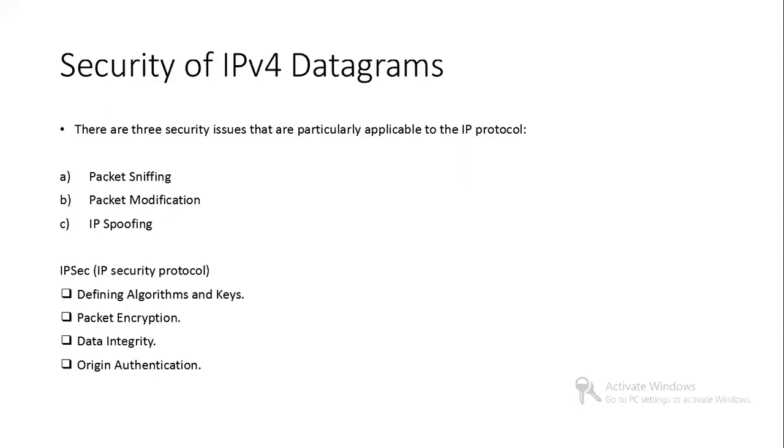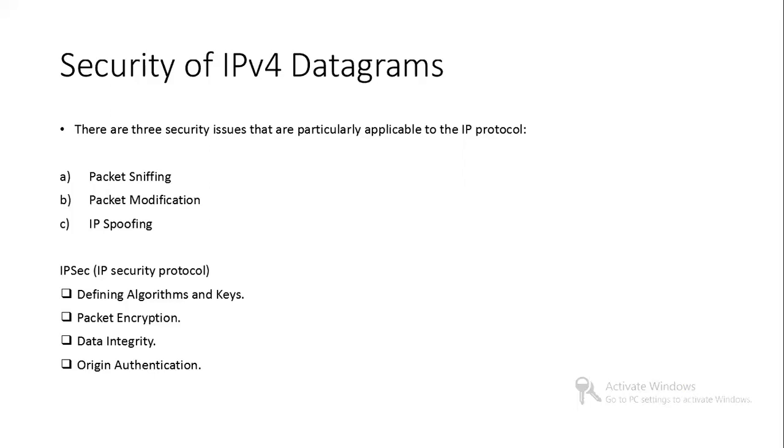Next, we'll be studying about IPsec, that is IP Security Protocol. The IP packets today can be protected from the previously mentioned attacks using a protocol called IPsec. This protocol, which is used in conjunction with the IP protocol, creates a connection-oriented service between two entities in which they can exchange IP packets without worrying about the three attacks discussed above. IPsec provides the following four services: defining algorithms and keys, packet encryption, data integrity, and origin authentication.